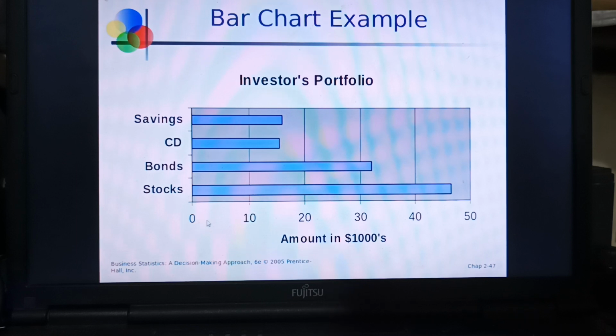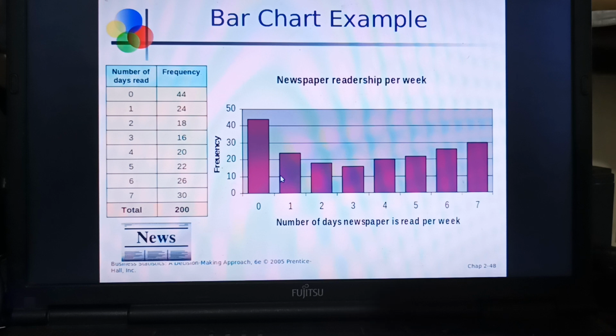Example, the investor's portfolio from the data we have previously, for savings, certificate of deposit, bonds, and stocks. Or the much earlier newspaper readership per week, I think this was from lecture 1 or lecture 2.